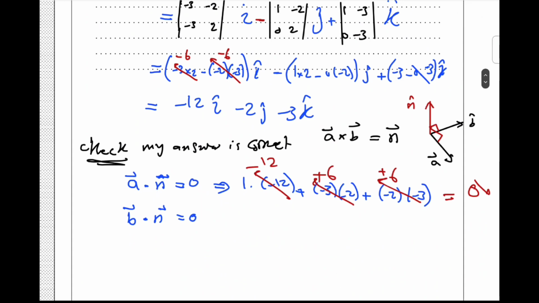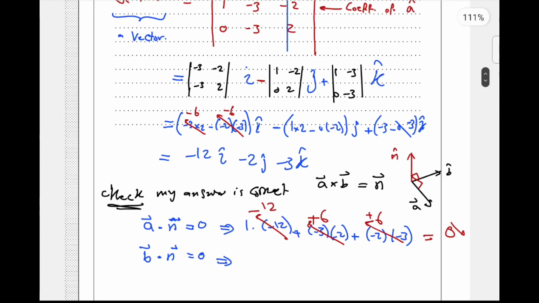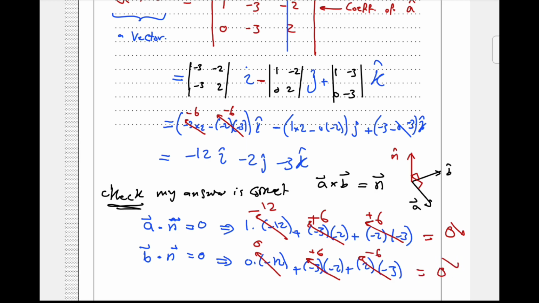Same thing goes for B. So B dot N, B is 0, minus 3, 2. So you will have 0 times minus 12, plus minus 3 times minus 2, plus 2 times minus 3, and that's equal to 0 here, plus 6 here, and minus 6 here. 6 minus 6 is 0, so that is correct.